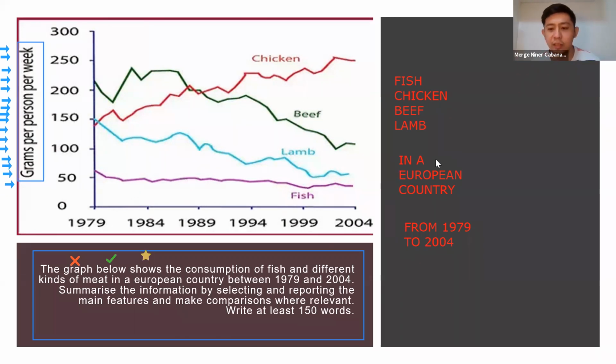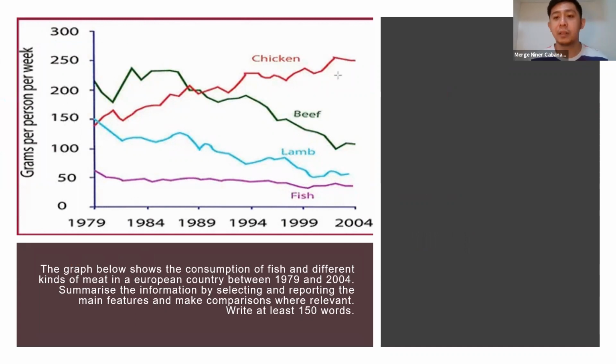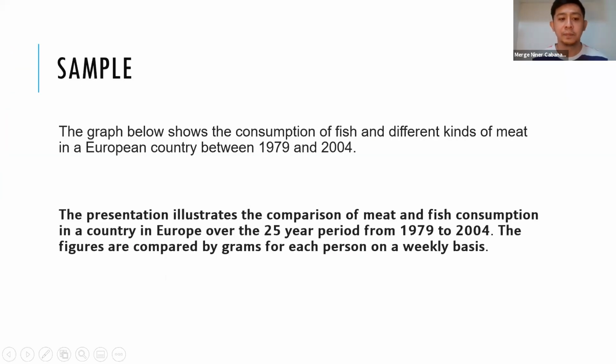So I should say the graph presents the consumption of the fish and different kinds of meat, but who consumes them? It's the person. And how is the consumption being measured? It's measured using grams. And when it comes to 1979 to 2004, we're not just going to include from 1979 to 2004, but we're talking about the consumption from 1979 to 2004 on a weekly basis. That's why I want everyone to see my sample introduction for this.